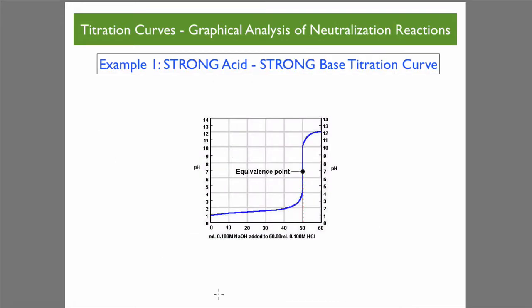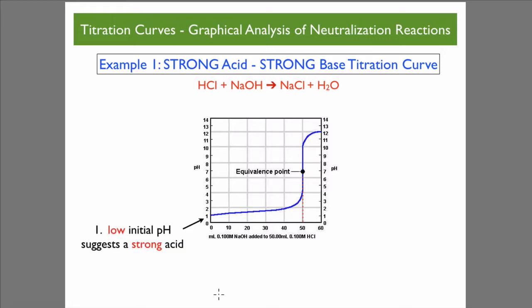Let's look at an example. We've got a strong acid and a strong base. Let's say it's hydrochloric acid and sodium hydroxide to give us the salt, sodium chloride, and water. Initially, we've got a low pH, which suggests a strong acid. It has a pH of 1, it's a strong acid. You've got the flat section as you initially add the base.